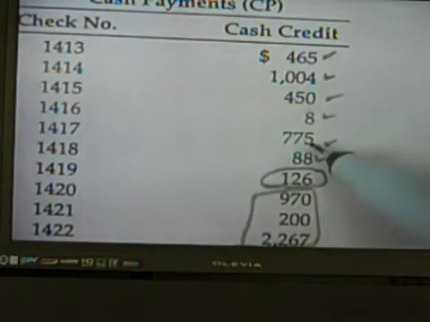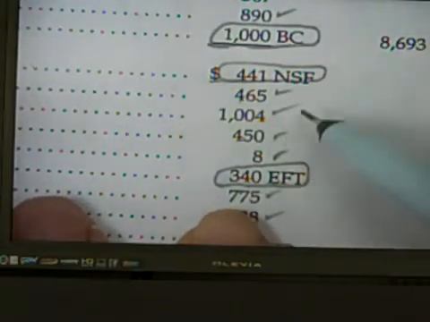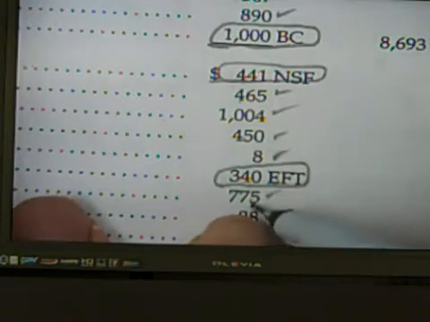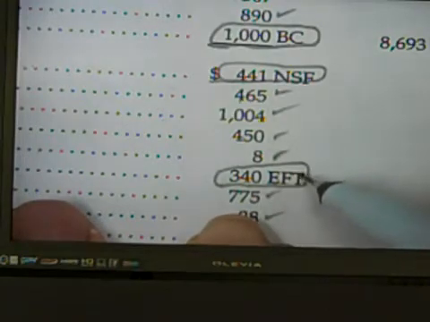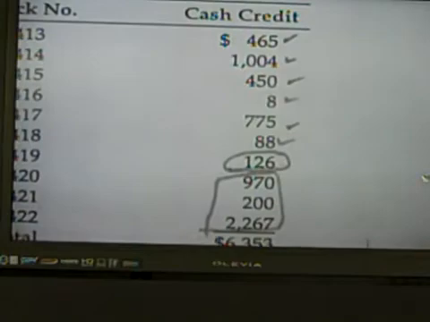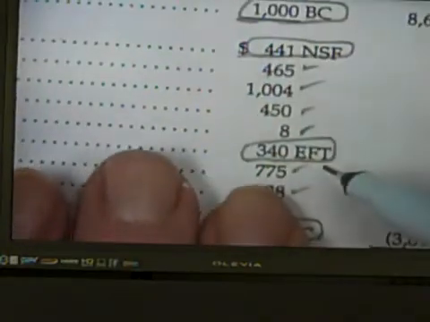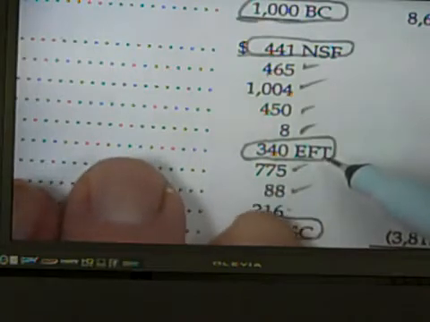We wrote a check for $775. Did that check clear the bank? Yes, there it is. But notice between the $8 and the $775, there's a $340 EFT, electronic funds transfer. We don't have that on our books as a credit to our cash. So that's a reconciling item. So I've circled it on the bank statement.